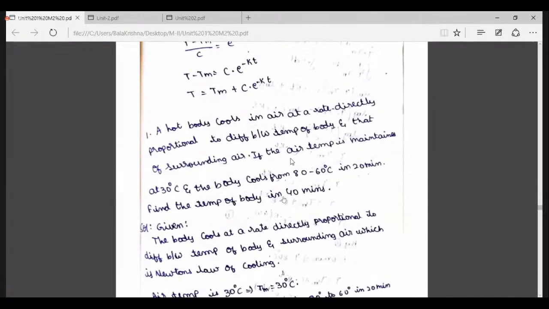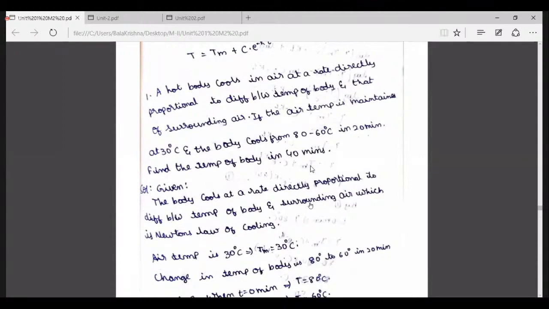So questions will always be like this. If a hot body cools in air at a rate directly proportional to the difference between the temperature of the body and that of the surrounding medium, if the air temperature is maintained at 30 degrees and the body cools from 80 to 60 degrees in 20 minutes, find the temperature of the body in 40 minutes. So here you will always be given two types. One is asking you to find the temperature of that body at some time. The other one is where the temperature of that body will be given and you will be asked to find the time. So these are two types of questions, but the procedure is always the same.